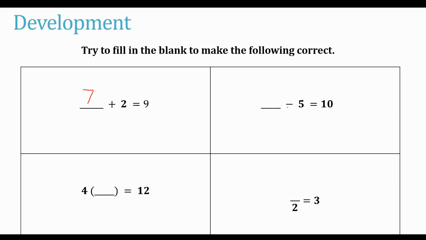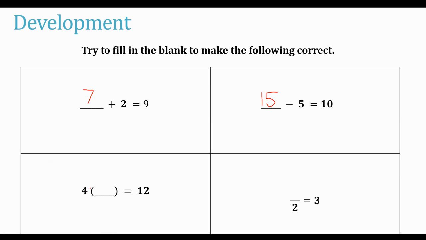What minus 5 would give us 10? So what number minus 5 would give us 10? Hopefully you figured out the answer to that is 15. 15 minus 5 gives us 10.